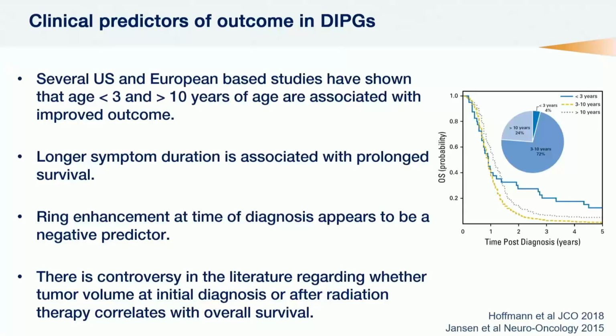Then several groups have looked at clinical predictors of outcome in DIPGs. Several US and European-based studies have shown that age between 3 and 10 years is associated with improved outcome, and that longer symptom duration is associated with prolonged survival. For the more aggressive types, we sometimes only have a history of 2 or 3 weeks. Ring enhancement at time of diagnosis appears to be a negative predictor. And there's really controversy in the literature regarding whether tumor volume at initial diagnosis or after radiation therapy correlates with overall survival.